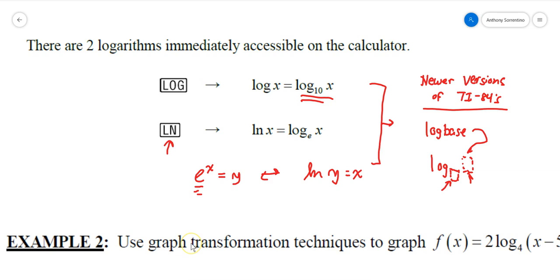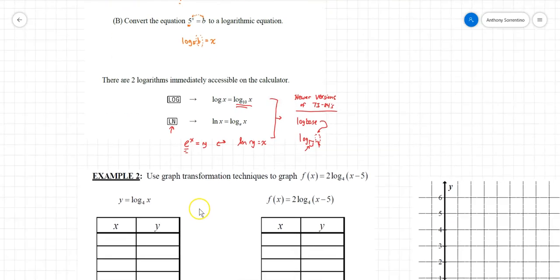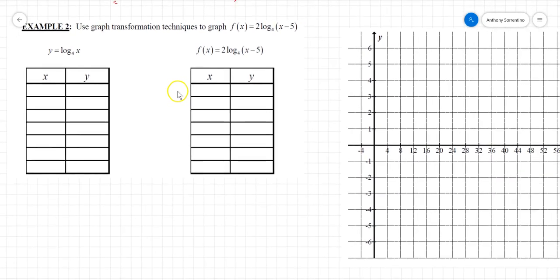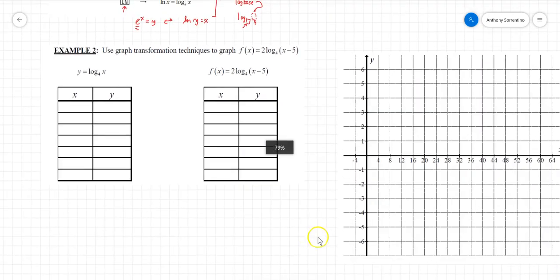For example 2, you're asked to graph a logarithmic function. Let me zoom out a little bit here. The log base 4 of x, and use that to draw a graph of this function, which obviously, if log base 4 of x is the main function, this would be a transformation of that function. So let's get into this.